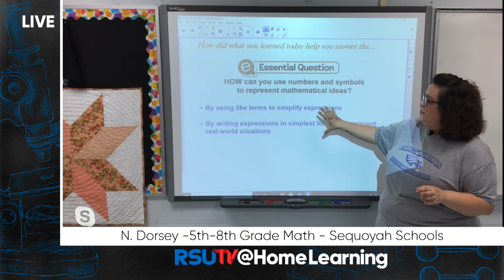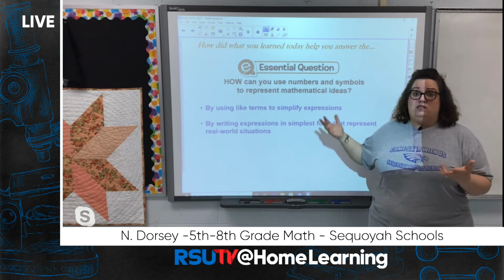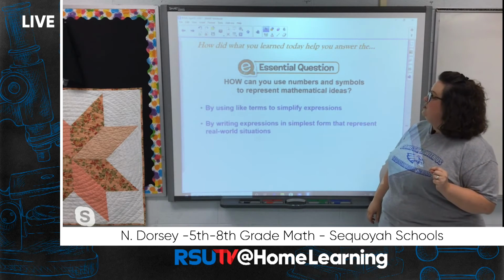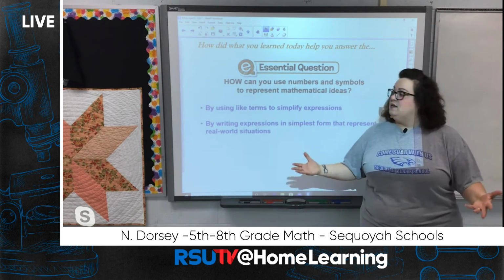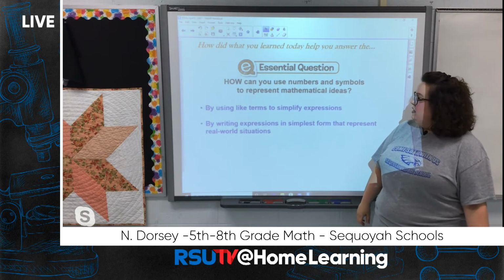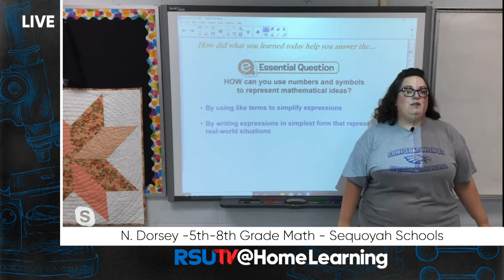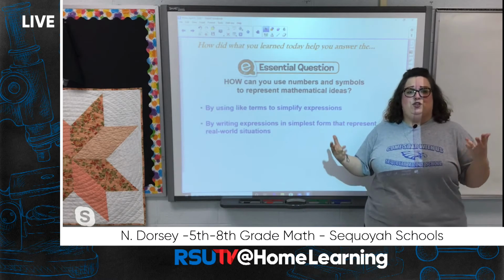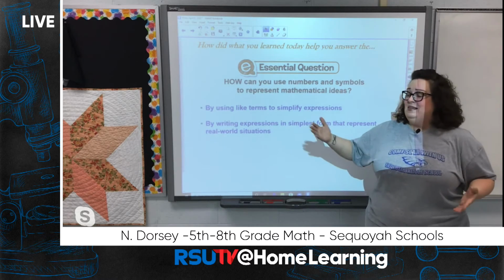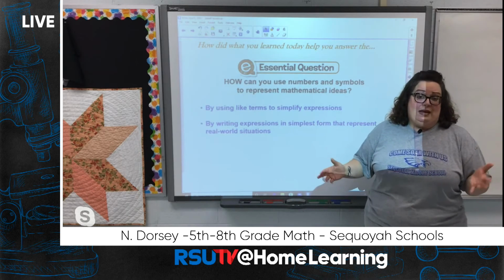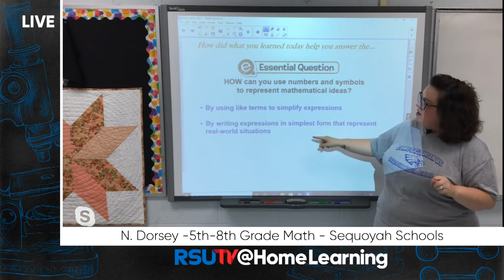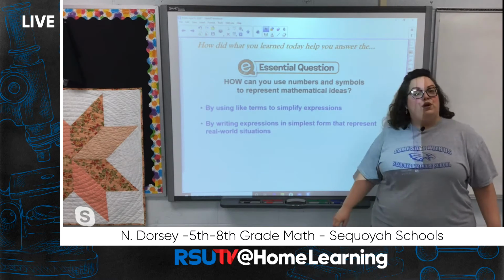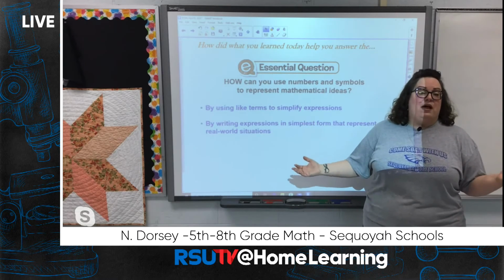So these are some examples of answers that you may have thought of as you were doing the lesson with me. So let's go over the question again. How can you use numbers and symbols to represent mathematical ideas? And the first thing I came up with is by using like terms to simplify expressions. Remember, I am all about the easiest way. So if there's a shortcut I can come up with in math that I'm going to get the same answer, I'm going to use that, and I'm going to teach that to you guys. The second one is by writing expressions in simplest form that represent real-world situations. And that is what math class is all about.